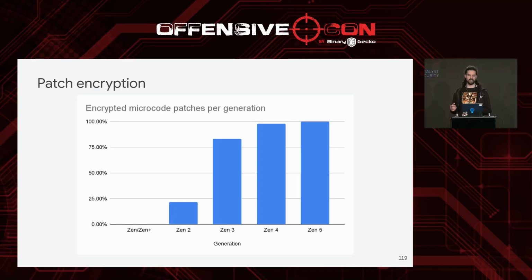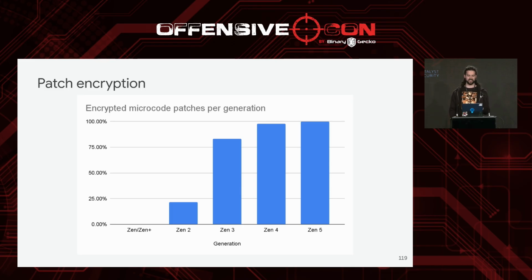Right, so now we can write microcode updates. What about reading them? Well, one thing that was mentioned before is that many of the updates are encrypted, and we see that as a trend. In Zen and Zen Plus, there were basically no encrypted updates. Zen 2, some of them are encrypted. Zen 3, Zen 4, Zen 5, most of them are encrypted, and basically on Zen 4 and Zen 5, all of them are encrypted. And this is kind of bad for our reverse engineering, because it means that we don't have any visibility whatsoever into the patches for later generations.